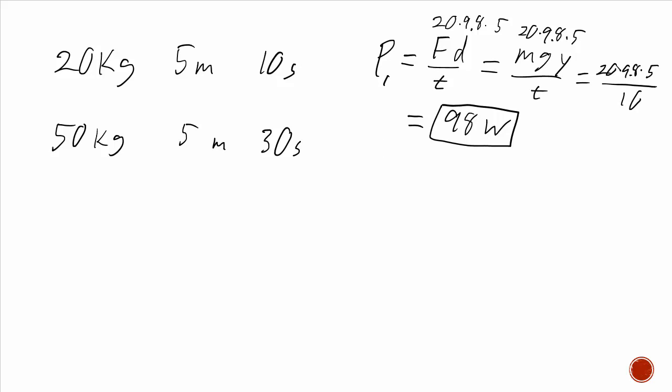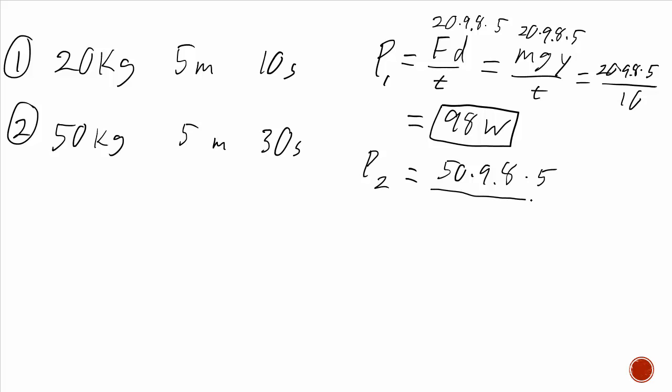I'll call this P1, situation 1, and this situation 2. In the other situation, we're going to have the same calculation, either way you want to look at it, but now we're going to have 50 times 9.8. We have a heavier box, requires more force to lift. Still lifting at 5 meters, so maybe we're lifting it upstairs or something. But this time we do it slower, so 30 seconds. You plug in those numbers there, and you end up with only 81.7 watts.